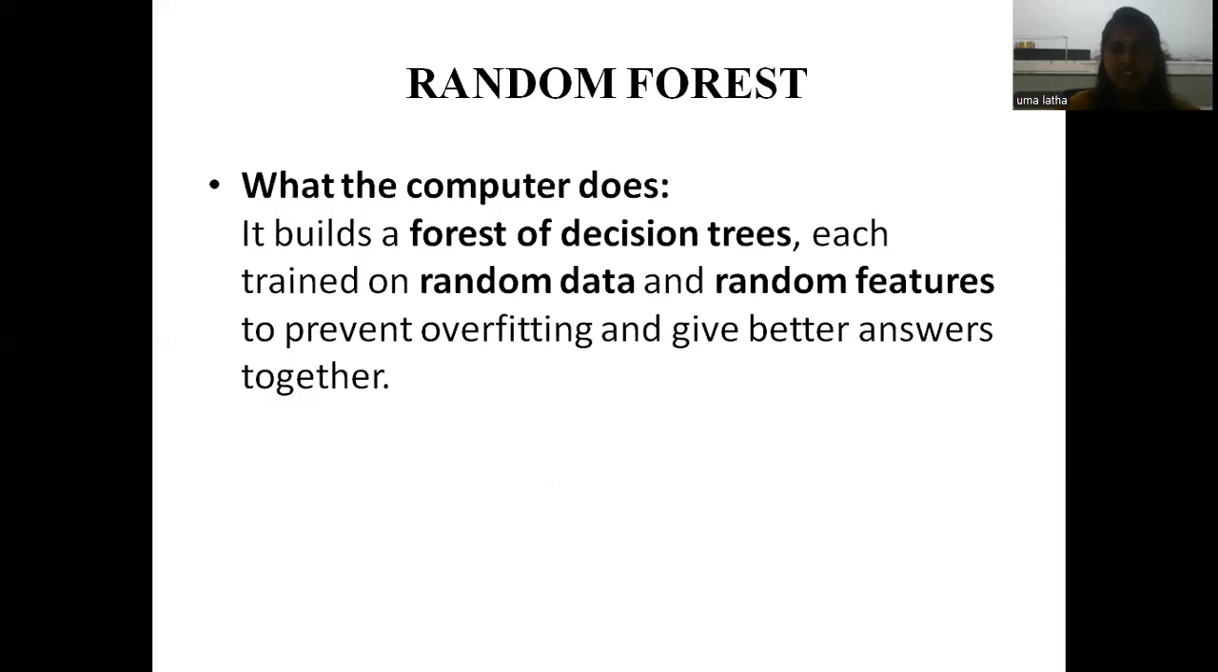Then the second one is the random forest. What the computer does is build a forest of decision trees, each trained on random data and random features, to prevent overfitting and give better answers together.